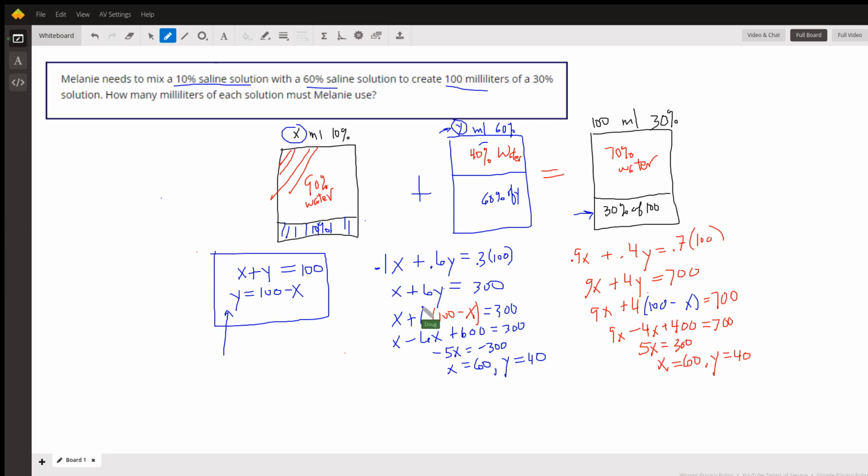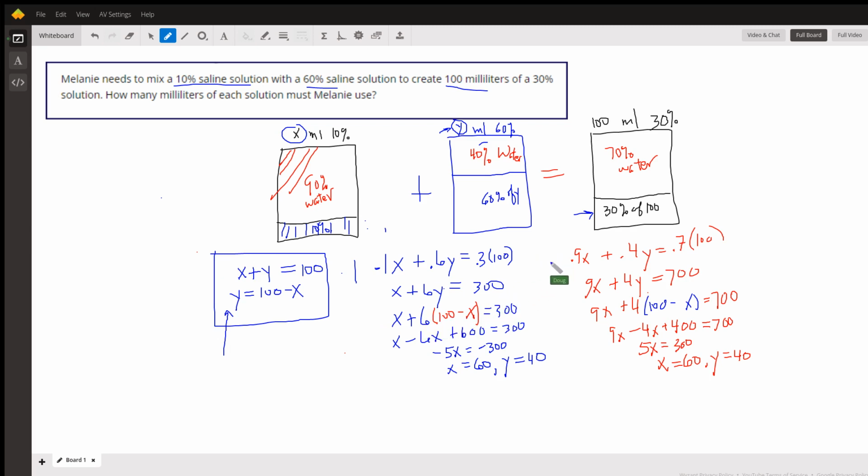So here's the first way. 0.1x plus 0.6y equals 30% of 100. And my suggestion is that you multiply every term by 10 to clear the equation of decimals. So here's x plus 6y equals 300.